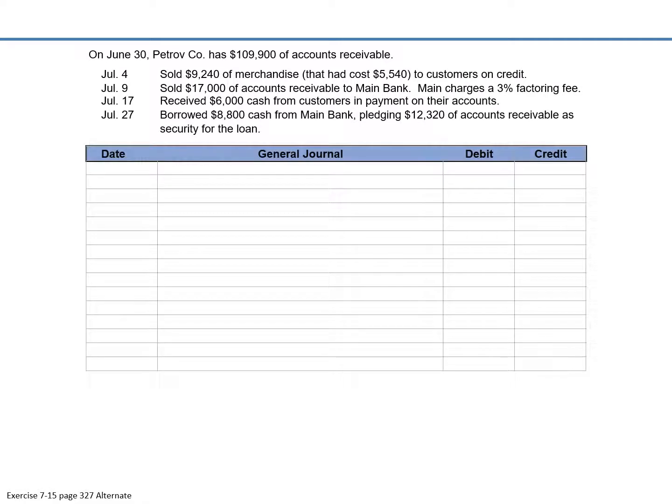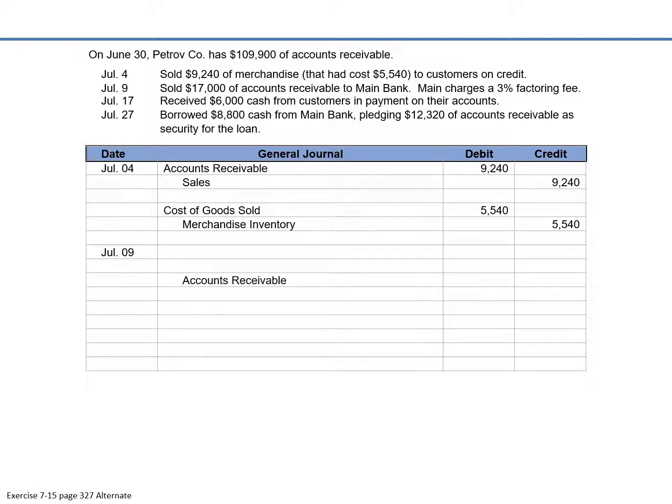All right, journal entries. So on July 4th, we sold $9,240 of merchandise with a cost of $5,540. So we're going to record a debit to accounts receivable and a credit to sales. And then we're going to record our cost of goods sold. So that's $5,540, and we debit cost of goods sold to recognize that, and we credit our inventory.